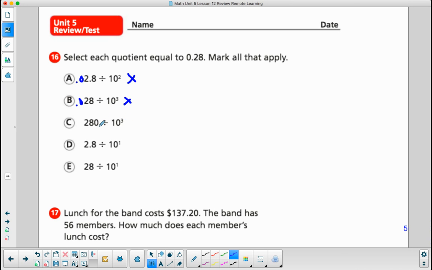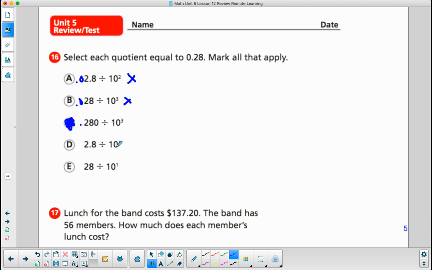280 divided by 10 to the third power means to shift each digit 3 places to the right, or my decimal 3 places to the left. 1, 2, 3 puts it there. 280 thousandths is equivalent to 28 hundredths. So C is a correct answer.